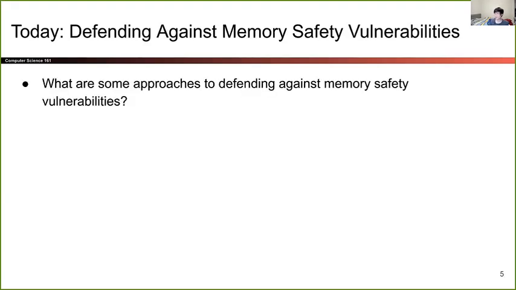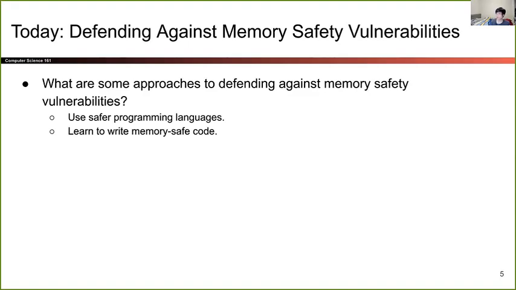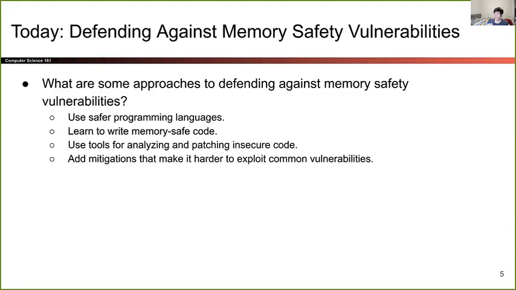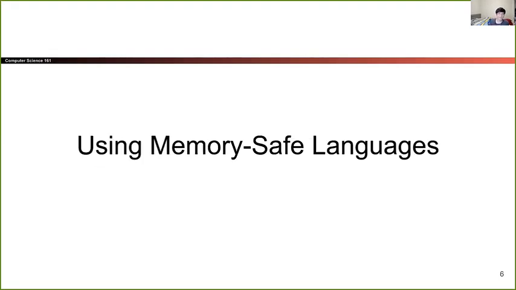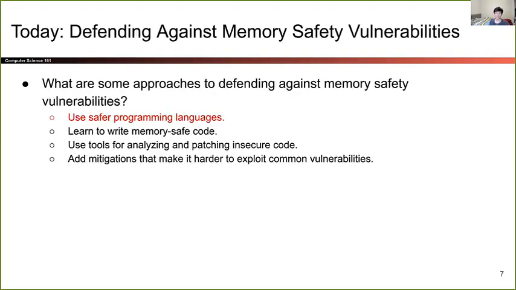We have a couple of approaches for defending against this. The most important one that we'll talk about is to use a memory safe programming language, to use a safer programming language. We'll also talk a bit about how we write memory safe code and some tools that we have for patching and analyzing insecure code to make it secure. And finally, we'll talk about mitigations again that allow us to have it such that even if vulnerabilities exist in code, the attacker can't exploit them. So first, we'll talk about memory safe programming languages.